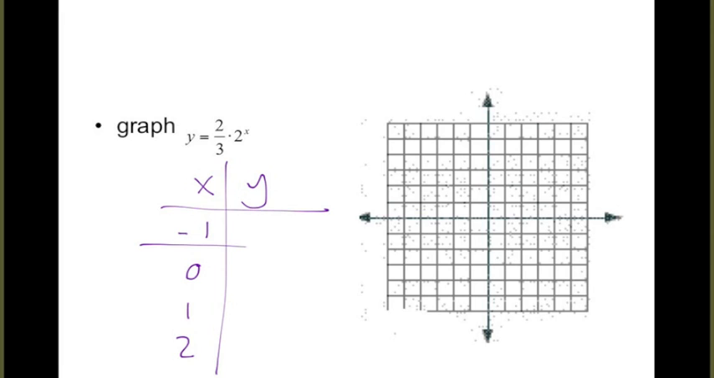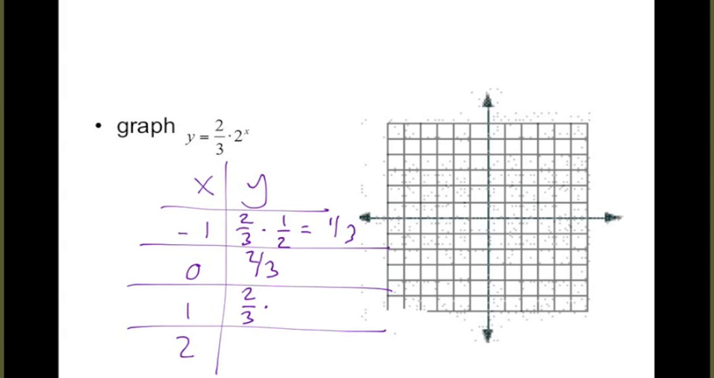I plug in -1, I'm going to get 2/3 times 2 to the -1, which is going to flip over that 2 and make it 1/2. A negative exponent flips it over, so I end up getting then 1/3. Whenever you plug in 0, you're just going to get that front multiplier because the 2 to the 0 is just going to give 1. Anything to the 0 power just gives 1, so we're going to get the front multiplier in our problem then.